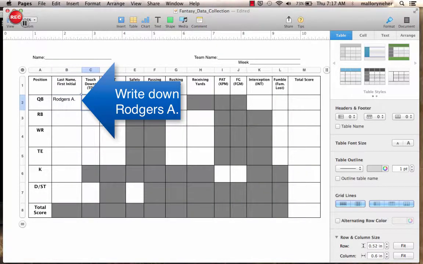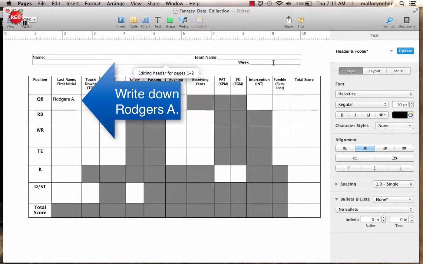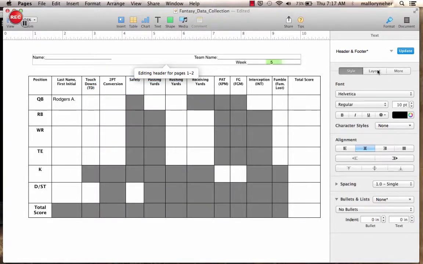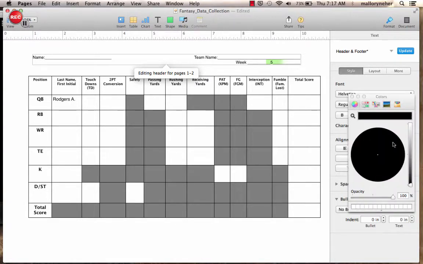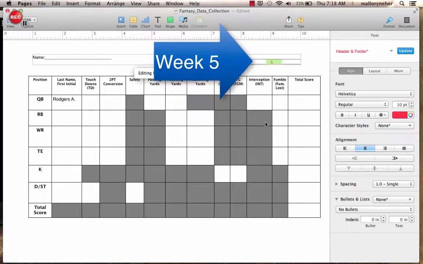You need to look up and find out how many touchdowns did Rodgers make this week, how many 2-point conversions, how many passing yards, rushing yards, interceptions, and fumbles. And we need to tally up those scores basically. And we're going to be doing this for week 5. So be sure that you get week 5 written down, I'm going to change the color so you guys can see this, so that you're looking up the right data.